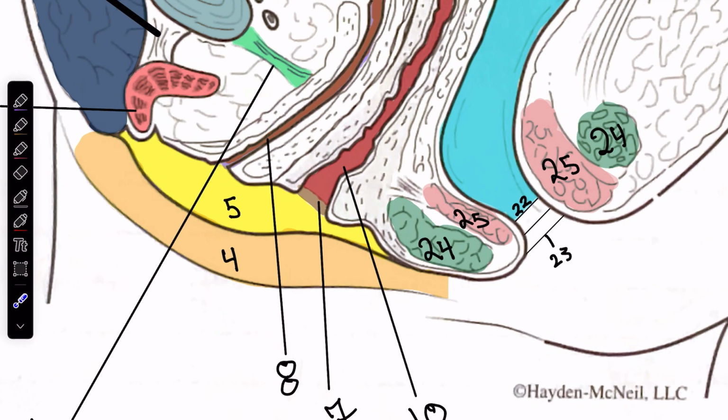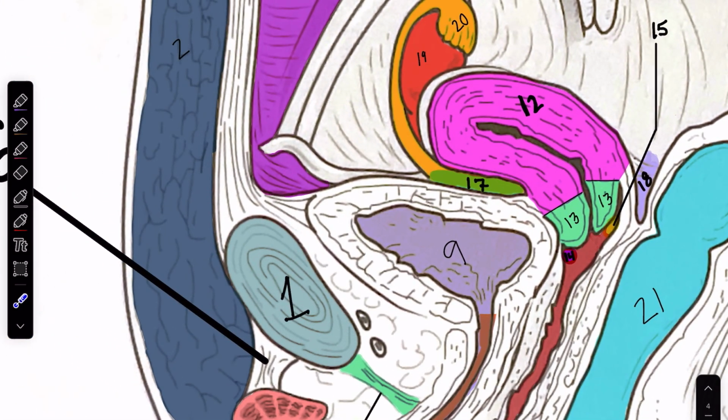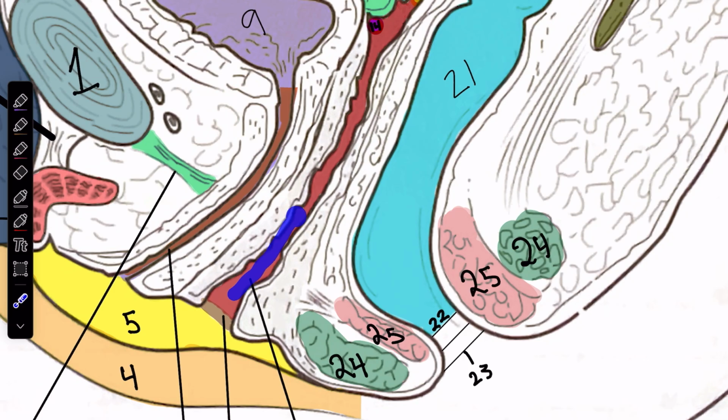Number 8 is going to be the urethra. Number 9 is going to be the urinary bladder. Number 10, that is going to be your vagina.